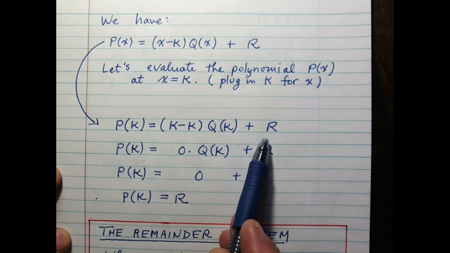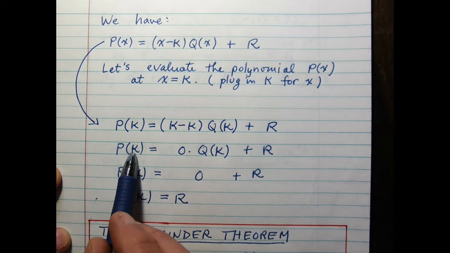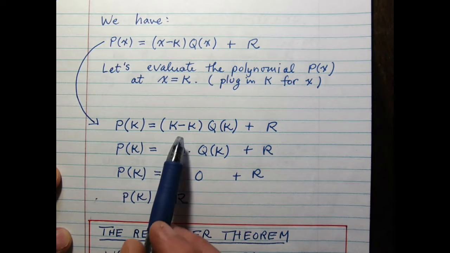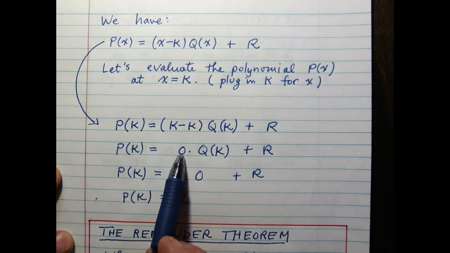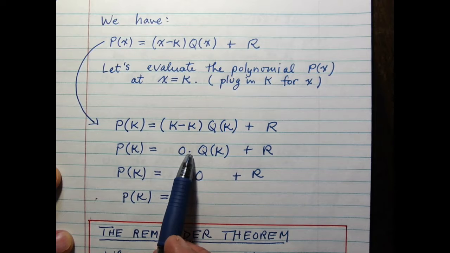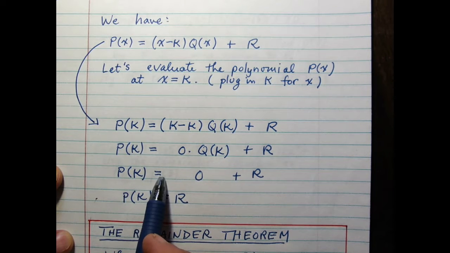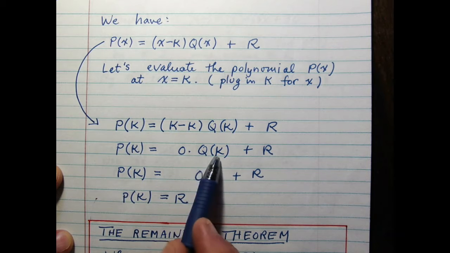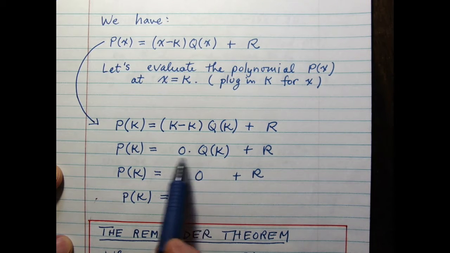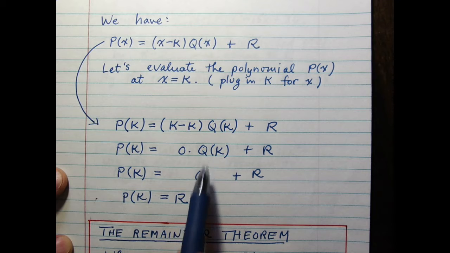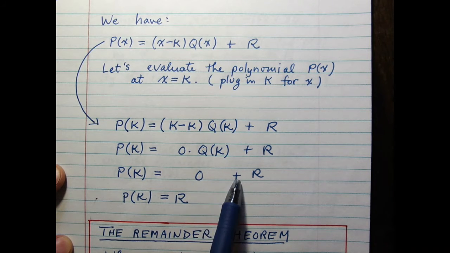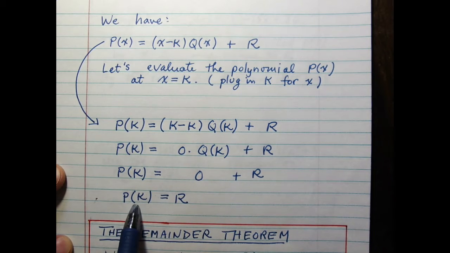Now we can simplify this quite a bit because we have p of k equals, the surprise here is k minus k is 0, times q of k plus r. So p of k equals, well, we don't know what q of k is. q of k could be just about anything, but 0 times anything is 0. So we have 0 plus r. And so p of k is equal to r.